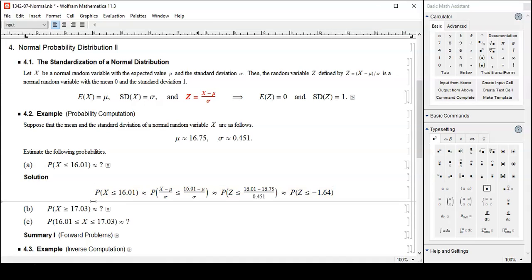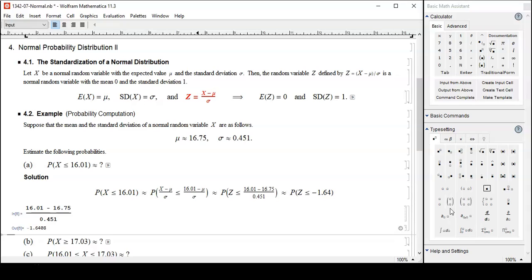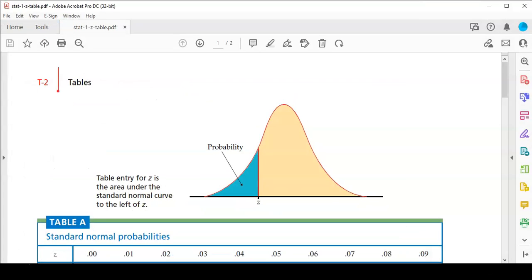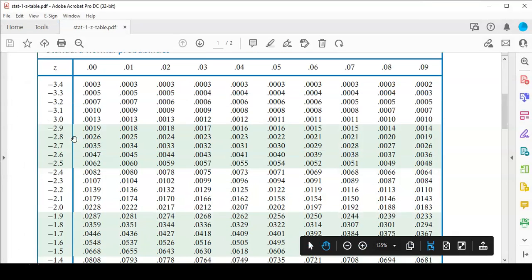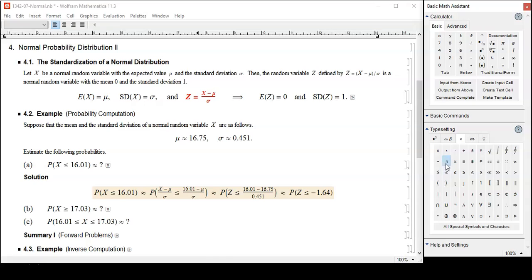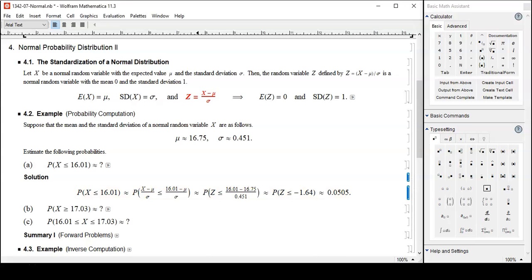Want to check? Yeah, negative 1.64. And as for negative 1.64, well, we got standard normal, so all you have to do is to check the standard normal table. And where is it? Here, go to z column, -1.6. And then in this row, 4 column, 0.0505, and that is the answer. And that's the solution. This is not the best solution, but here it is.